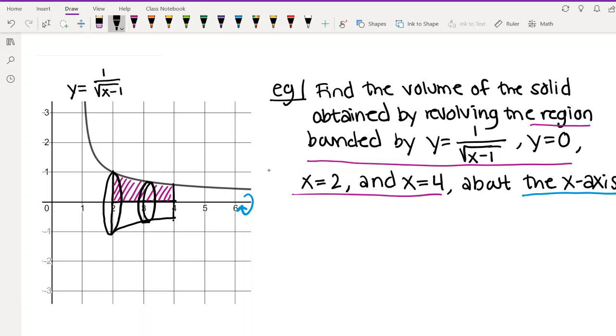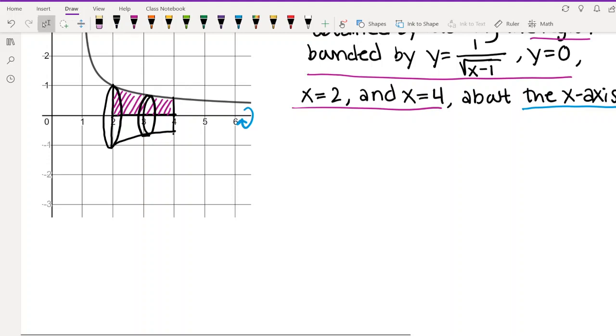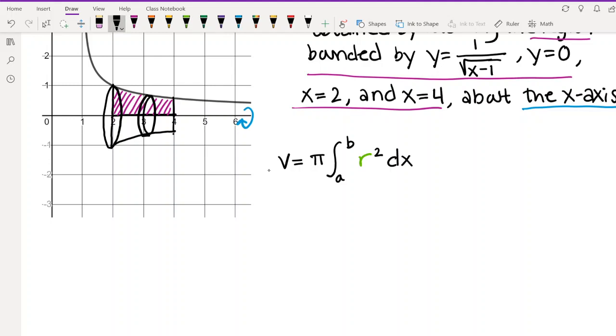Okay, so how are we going to find this volume? Well, we're going to use the exact same approach we did in the last one. So we now know that we can find the volume by doing the integral from a to b of, and so we need to figure out what our radius is, squared dx. So to find the radius, we want to go to our slice and draw the radius in, and just figure out, if I'm at a particular x value, what would I need to do in order to figure out that radius?